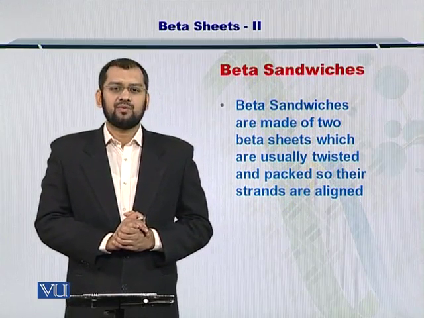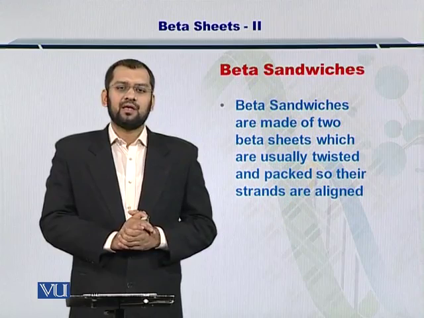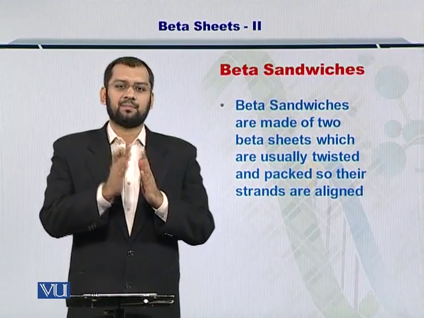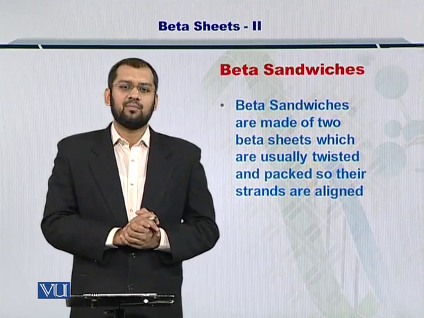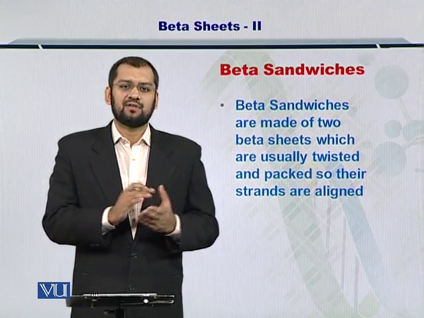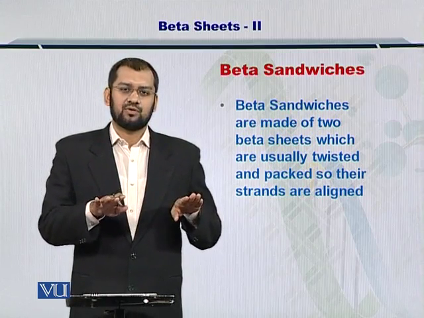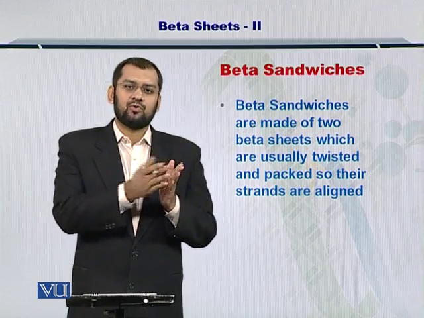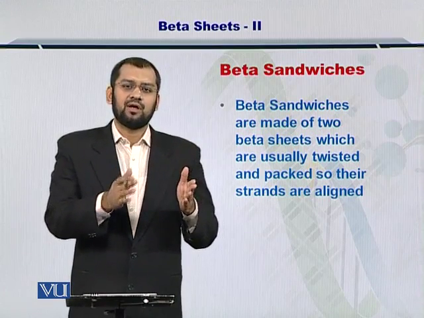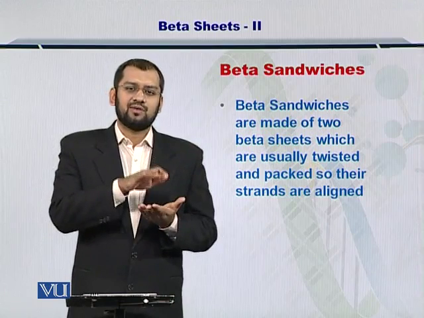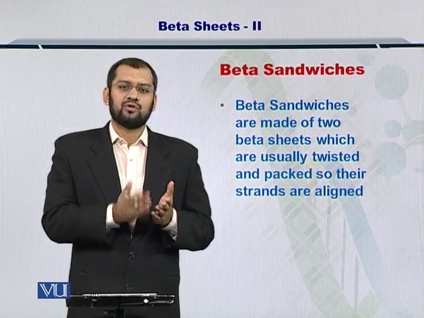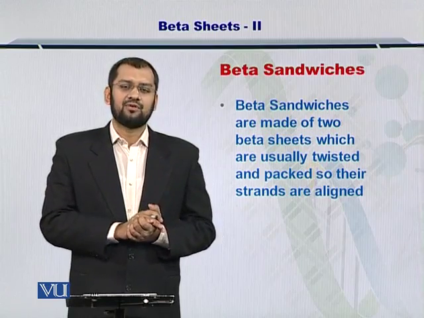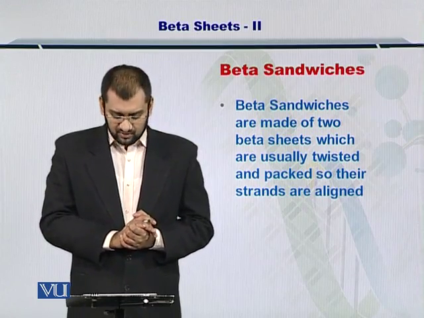Next, the beta sandwiches. So they are simply beta sheets that are packed onto themselves, and hence they take the form of a sandwich. It's just like you have a bed sheet at your home and you can fold it, and therefore it gives rise to a sandwich-like structure. Same is the case with beta sheets. So if you fold them on top of itself, then a beta sandwich is formed.